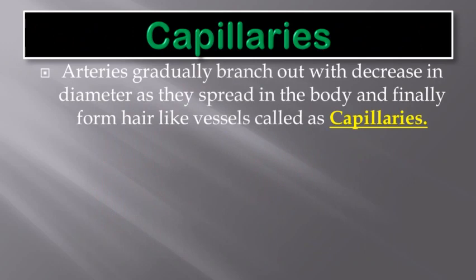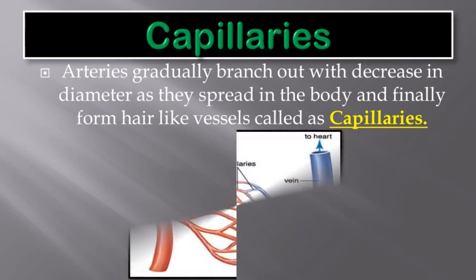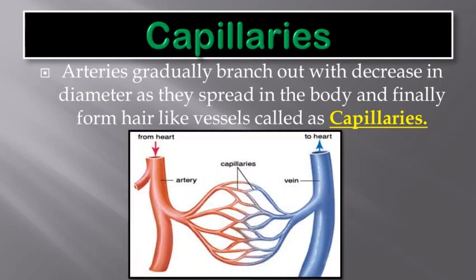Now we learn about the capillaries. Arteries gradually branch out with a decrease in their diameter, that means the diameter gets reduced. As they spread in the body they finally form fine hair-like vessels called capillaries. So students, capillaries are very fine structures. You can see in the picture that in between the artery and vein the capillaries are present, and these are very fine hair-like structures which carry the blood.